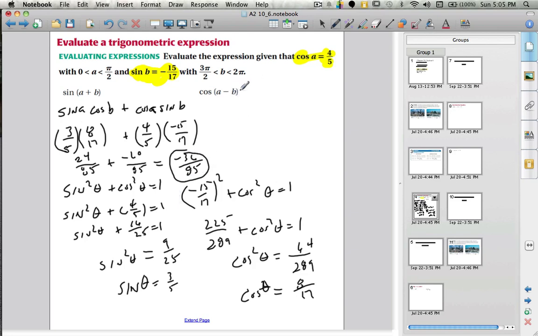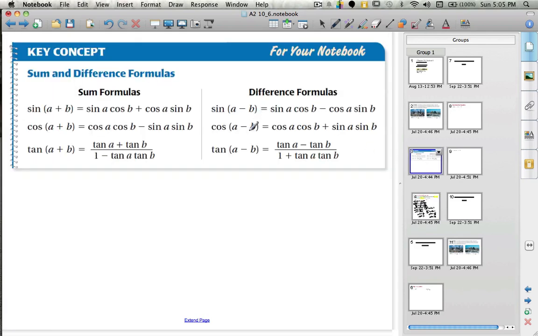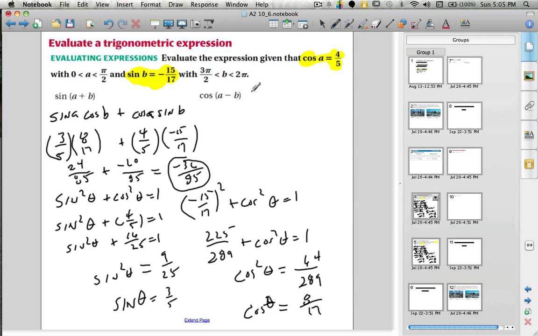Okay, I've got the same values, but I'd have a different formula for cosine of A minus B. Let's take a look at that. Cosine of A minus B is cosine times cosine plus sine times sine. So I'll have cosine A cosine B plus sine A times sine B, and cosine A is 4/5, and cosine B, right, when we figured out cosine B, it's 8/17.